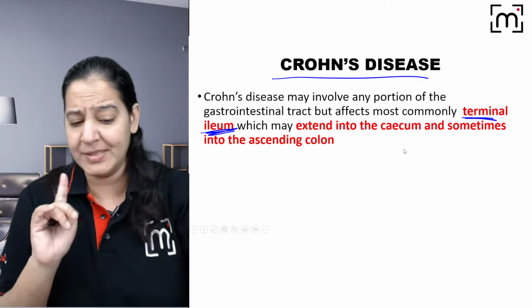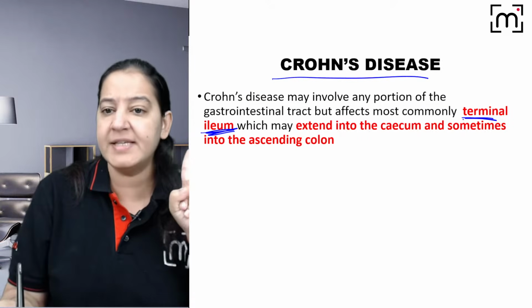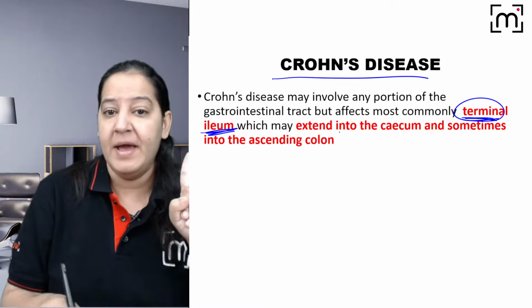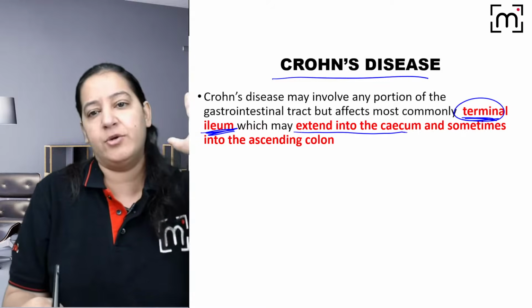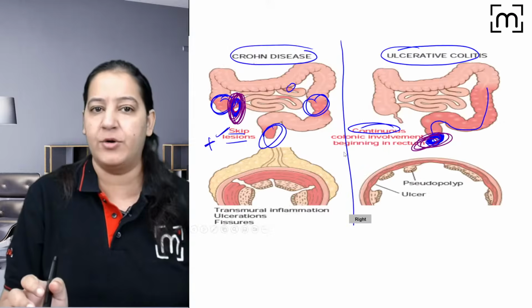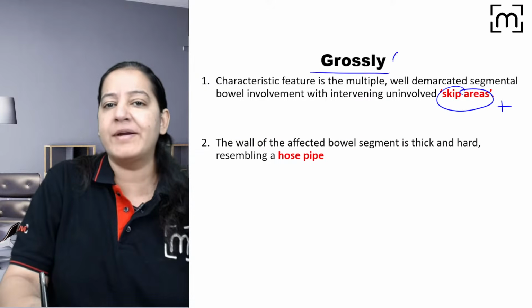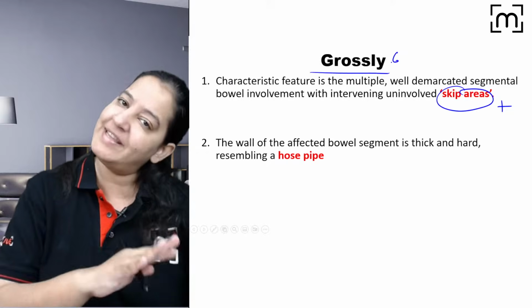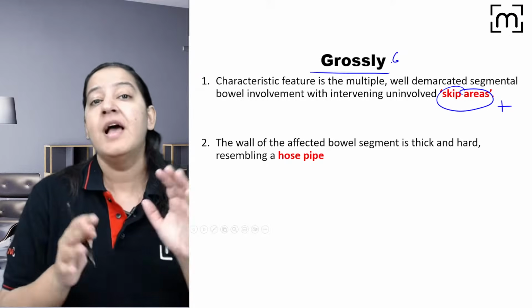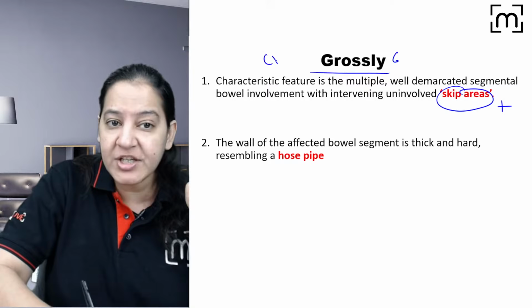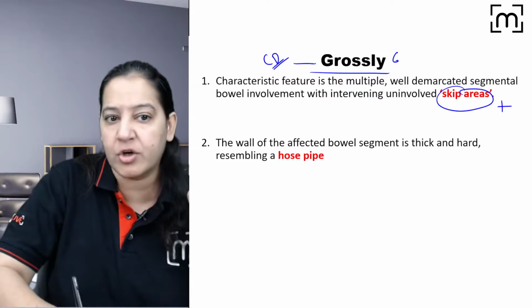Okay. So the same thing is written here. In Crohn's disease, it is starting from terminal ileum and it extends backward into the cecum and sometimes the ascending colon. And skip areas are present. So let me tell you 6 points in the gross in Crohn's disease and then we will discuss ulcerative colitis. Currently, I am teaching you Crohn's disease in detail, the gross of Crohn's disease.